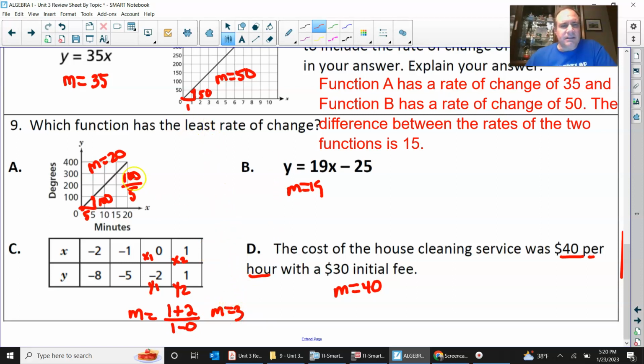The least. This is 20. This is 19. This is 40. This is 3. Least.